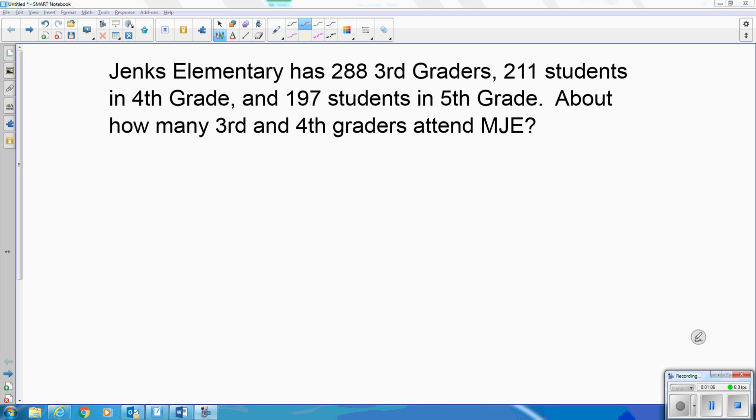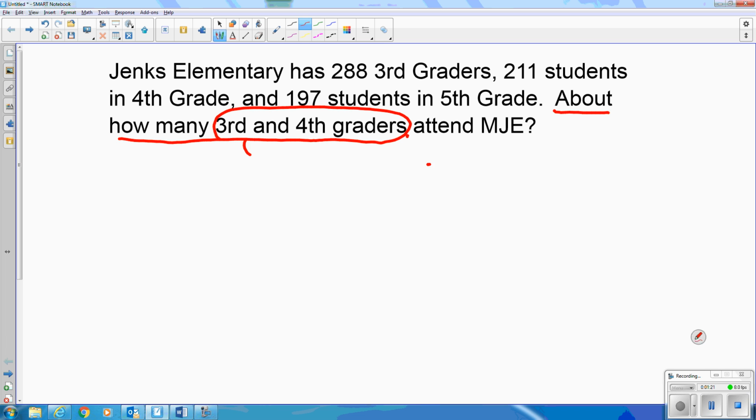So everybody, let's just go to the question. It starts with the word about, and as I underline it, you're reading it. All right, here we go. About how many third graders and fourth graders attend MJE? Okay, about how many third and fourth graders attend MJE? What does MJE stand for? Major Elementary. Oh, okay, very good. Make sure y'all knew what that meant.